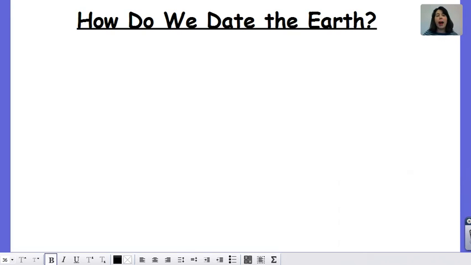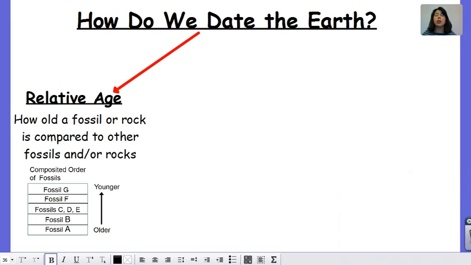And we talked about how early in our studies of Earth science, we would use the concept of relative age. And relative age is a comparison or a sequence of events where you look at how old a fossil or rock or event is compared or relative to the other items and fossils around it.